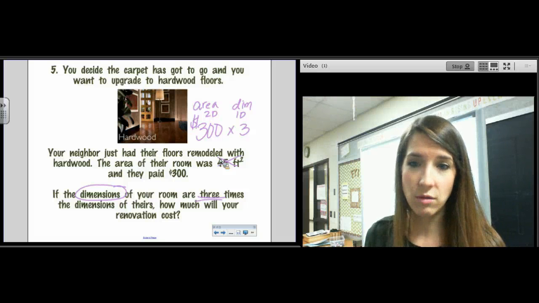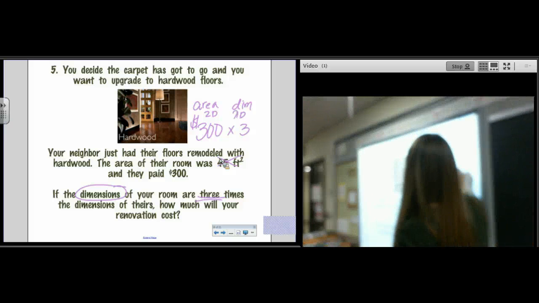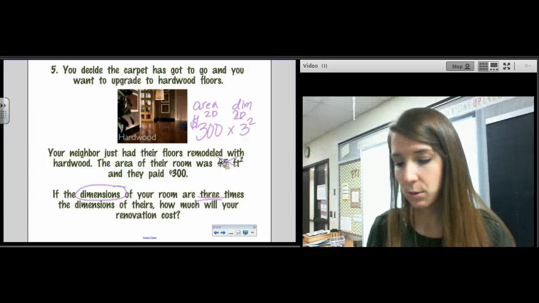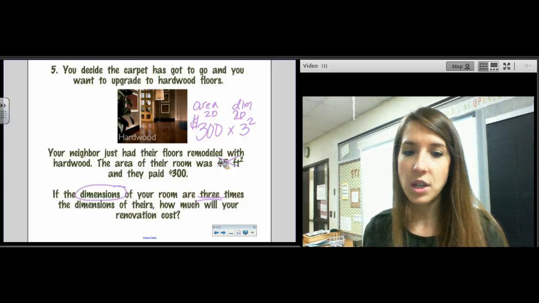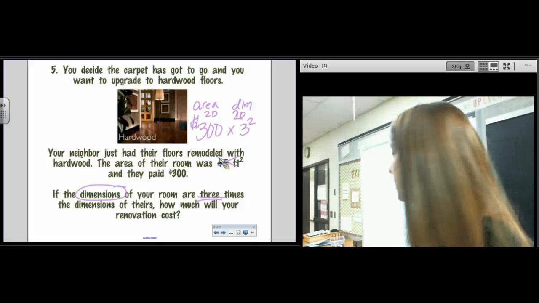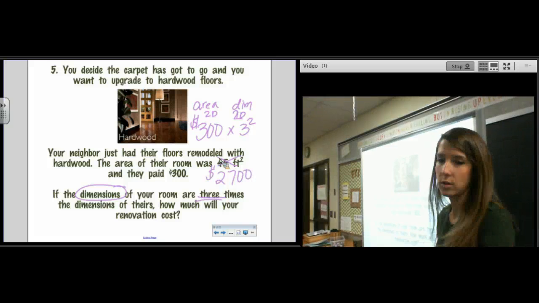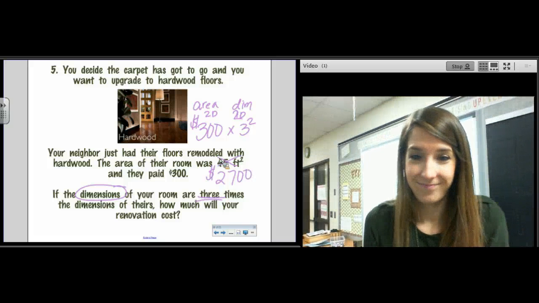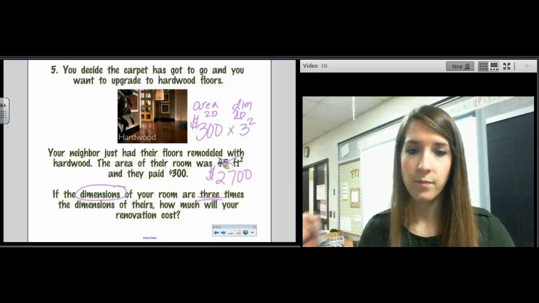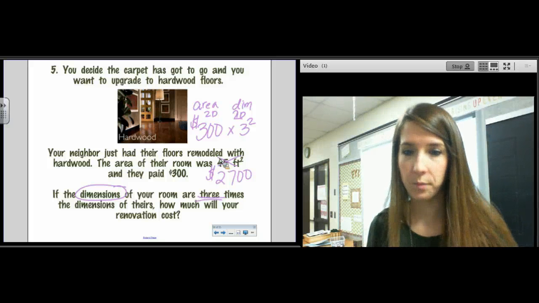So what do you need to do? Good. You need to make it 2D, 2D. So it's not 300 times 3, it's 300 times 9. So your renovation, since your living room is so much bigger, is $2,700. Whereas theirs was only 300. That's what happens. When you do the length times 3 and the width times 3, your room gets a lot bigger. 9 times bigger, not 3 times bigger. All right.